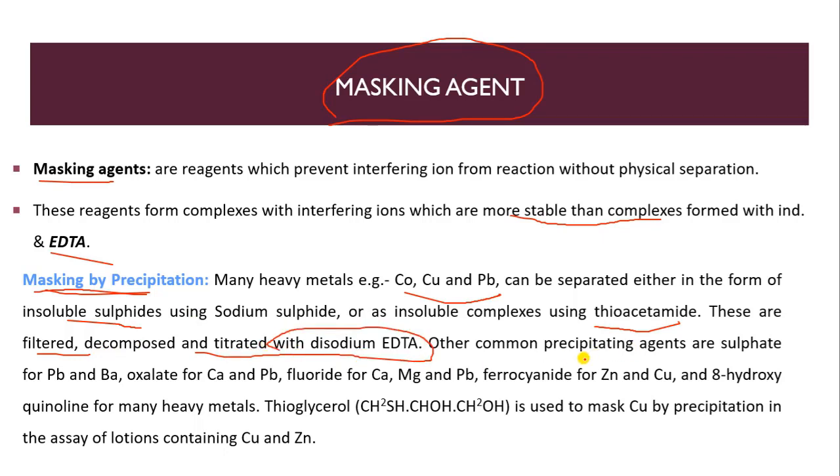Other common precipitating agents are sulfates for lead and barium, oxalate for calcium, and fluoride. This is used to mask copper by precipitation in the assay of lotions containing copper and zinc. This is an example of a masking agent by the precipitation method. It means we have to precipitate out one analyte, and after that, by filtering, we can find the presence of the other analyte by titration. This is how we can mask by precipitation.